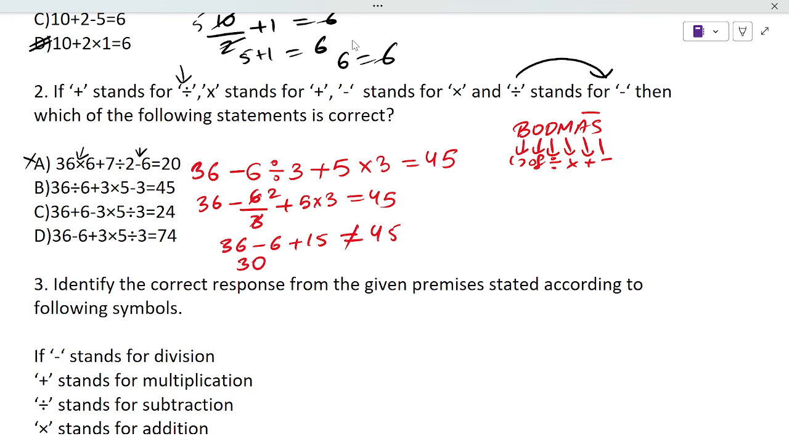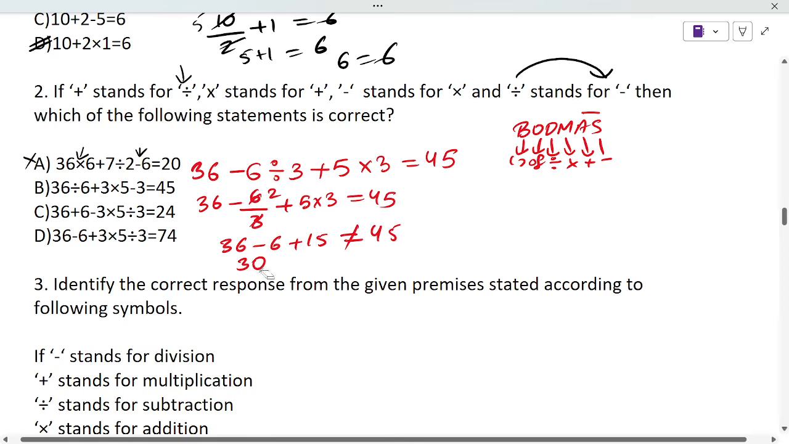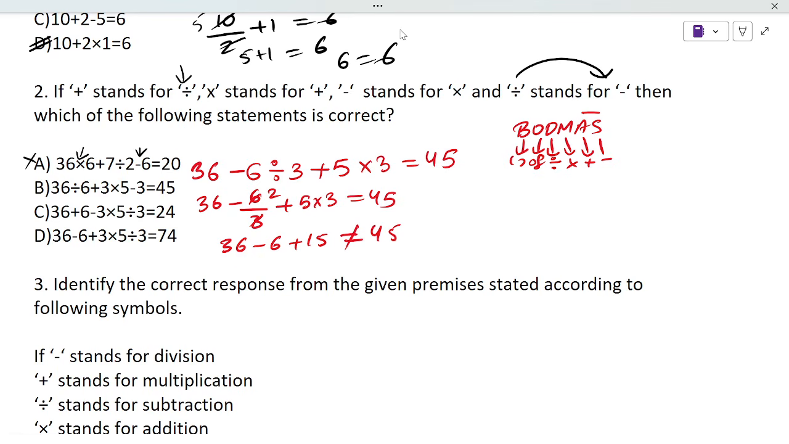So 36 minus 6 plus 15. Minus 6 plus 15 is 9, so plus 9. Minus and plus make minus. So 6 and 15, subtract and we get 9.